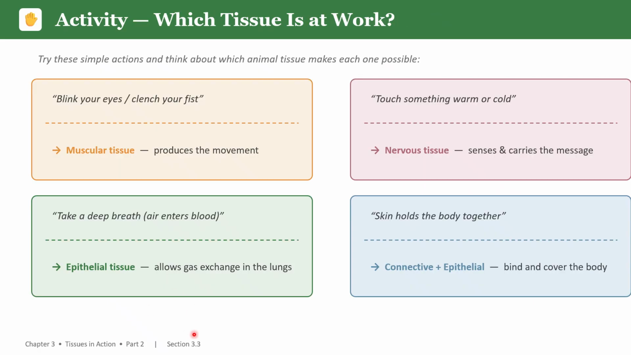So next we are going to see some activity. Which tissue is working? Let's revise using everyday actions. First one, blink your eyes or clench your fist. That is muscular tissue. Next, touching something warm or cold. That is nervous tissue; it senses and carries the messages. And take a deep breath. Air enters the blood, right? So epithelial tissues allow gas exchange in the lungs. Next, skin holds the body together; it is connective tissue and also epithelial, so they bind and cover the body.